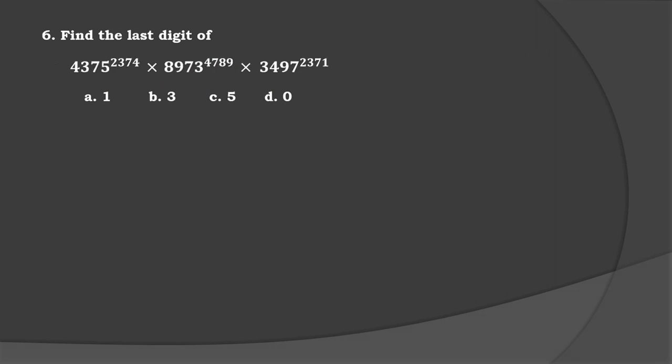Right, I'll have you look at the next one. Find the last digit of 4375 power 2374 into 8973 power 4789 into 3497 power 2371.